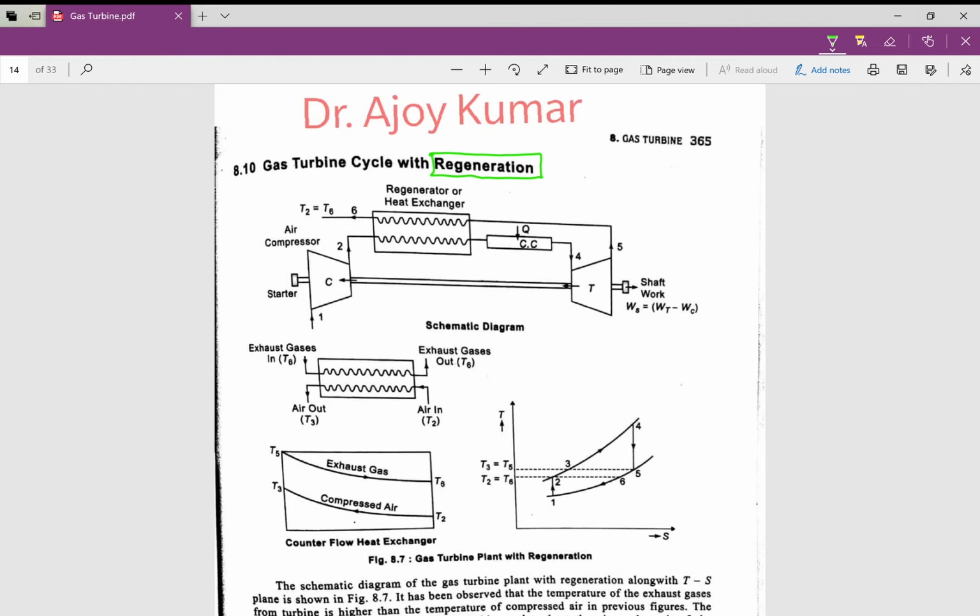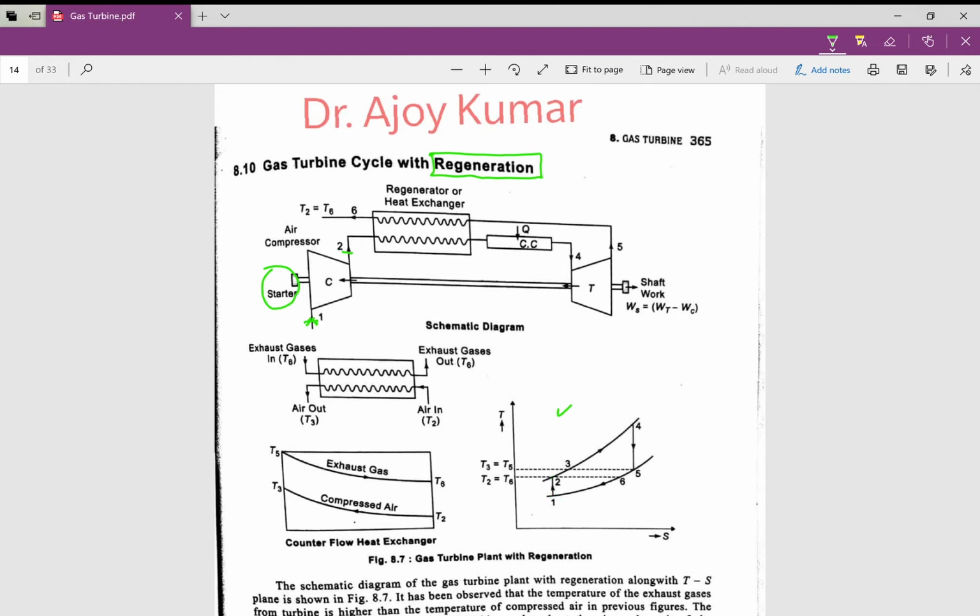Here, atmospheric air is sucked by this compressor at point 1. After switching on this starter, the compressor starts working. This air is compressed from point 1 to 2. So on the TS diagram, it is compressed isentropically from 1 to 2. From 1 to 2, isentropic compression.